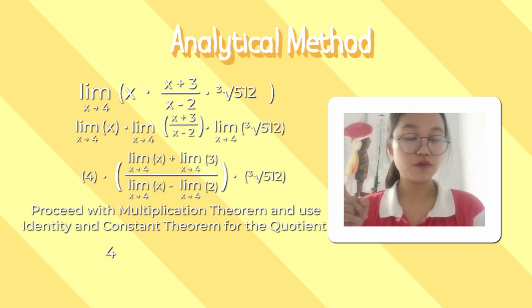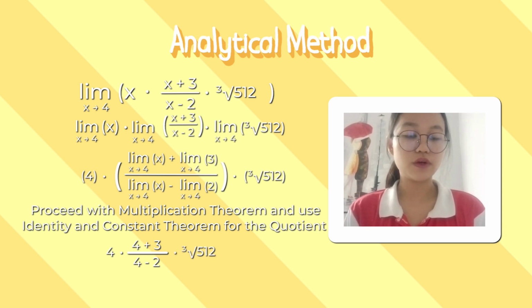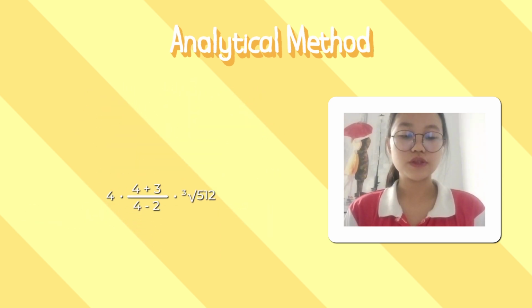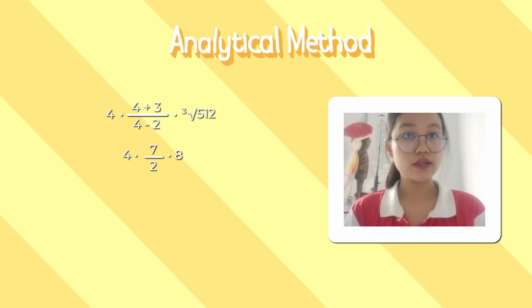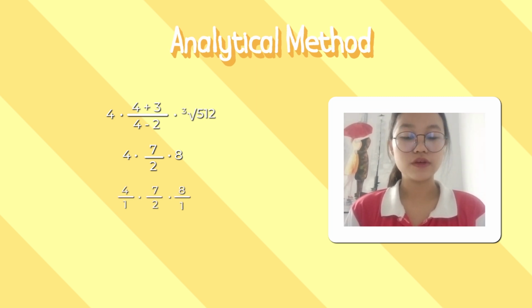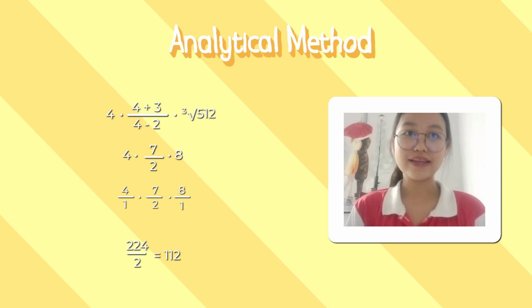So, bring down 4 times 4 plus 3 over 4 minus 2 times the cube root of 512. So, it will be equal to 4 times 7 over 2 times 8, which is equal to 4 over 1 times 7 over 2 times 8 over 1. So it is all equal to 4 times 7 times 8, 224 over 2 equals 112. And that's it.